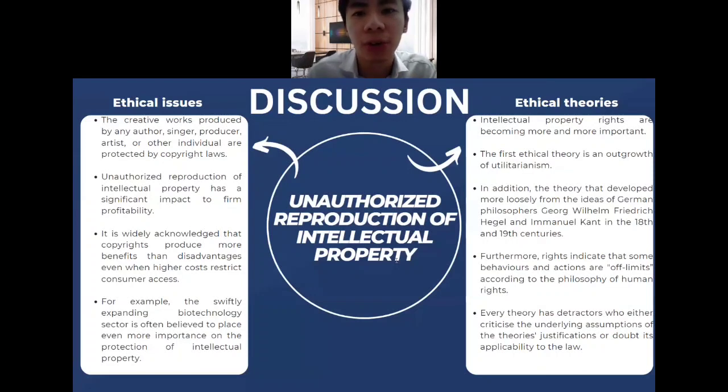Every theory has detractors who either criticize the underlying assumption of a theory's justification or doubt its applicability to the law. This debate has occasionally swayed legislators. That's all for me, thank you.